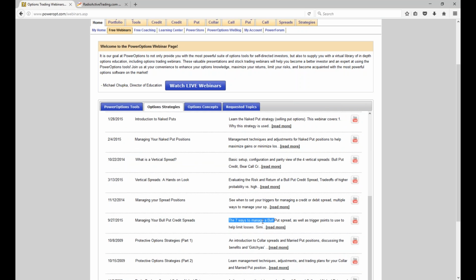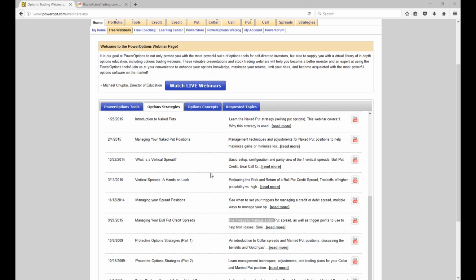And by 7 ways, I mean the 7 ways we prefer to do it here at PowerOptions that Ernie and I would consider adjusting our positions, without getting into that confusion at times of rolling an existing 2-legged spread into a 4-legged spread or adding 4 legs to a 6-legged spread and so forth, okay? So that's the trade-off there.